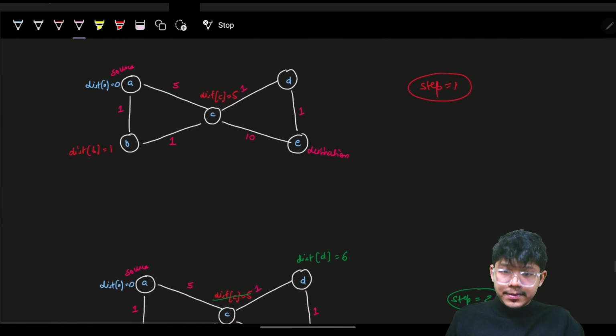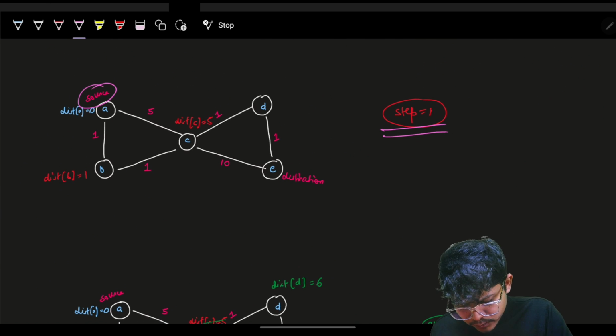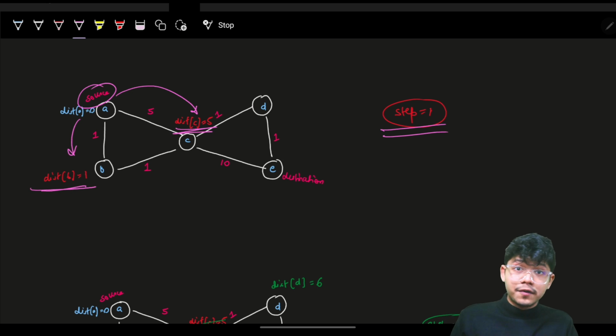So I'll do the exact same stuff. Dry run, again dry run. For the first step, what will happen? From the source you will get the minimum distance. The distance of C has become 5, and the distance of B has become 1.